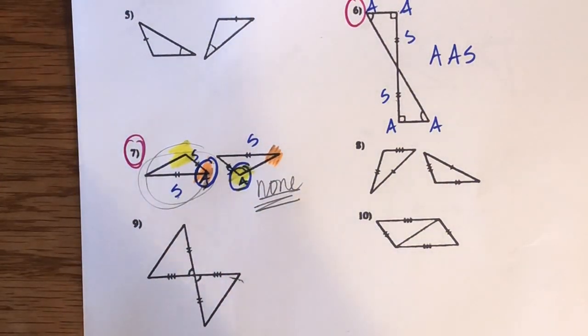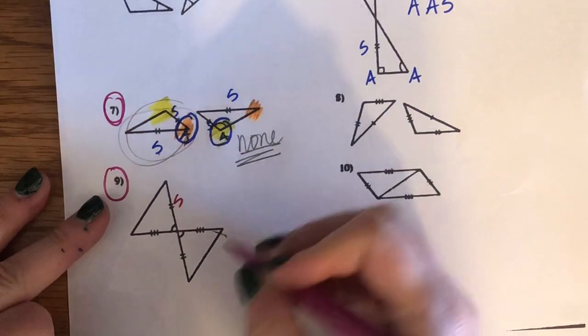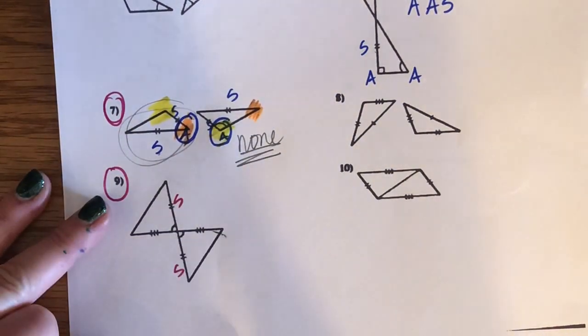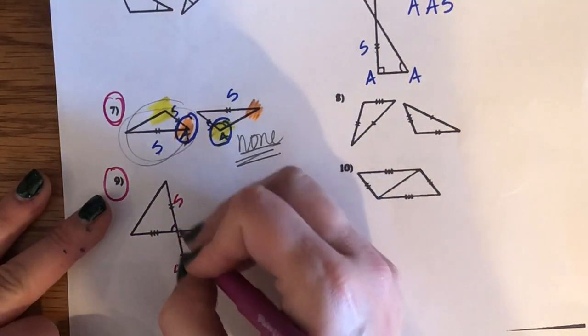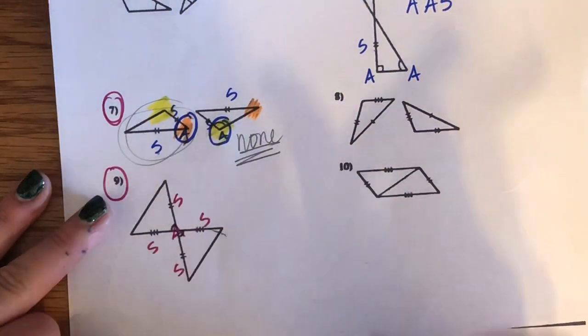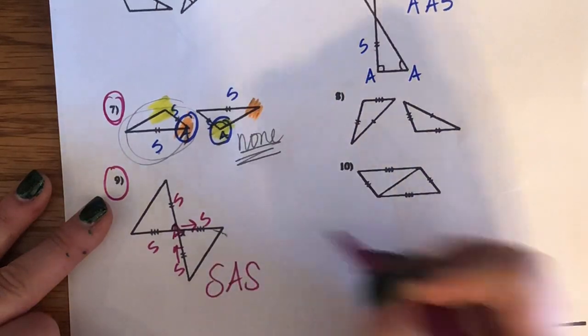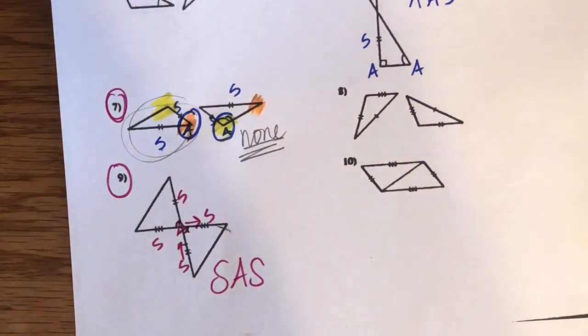All right, I'll give you one more freebie. We'll do 9 as well. So take a look at number 9. And we've got a side and a side. My double tick marks, they correspond. I've got that angle right in the middle and these sides that correspond. So again, look at the order it goes in. SAS, that one would be side, angle, side.